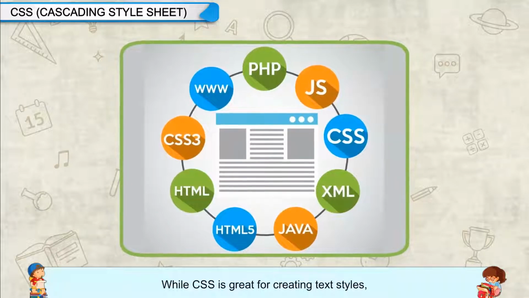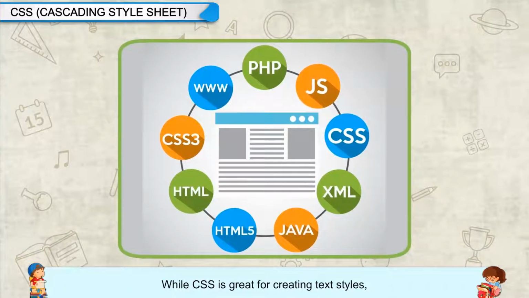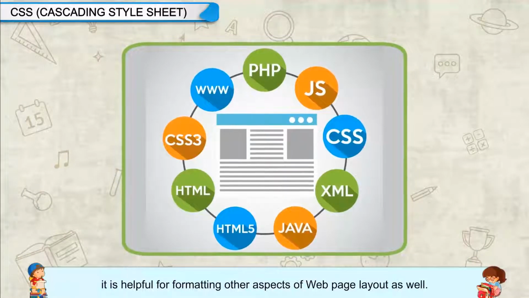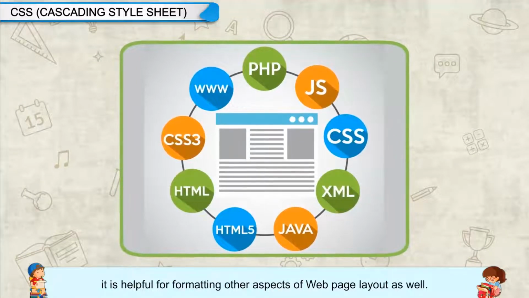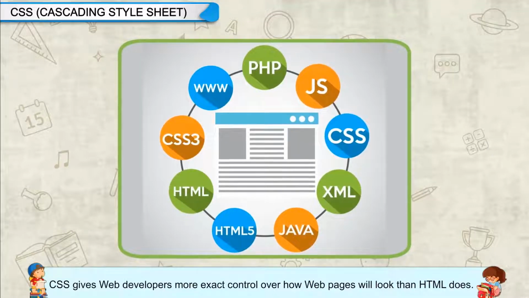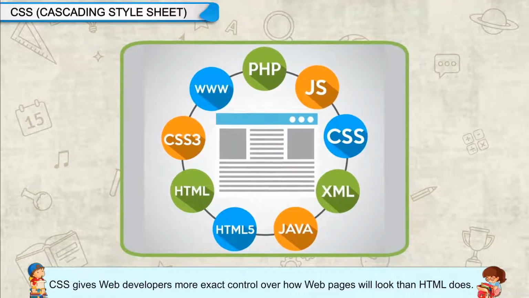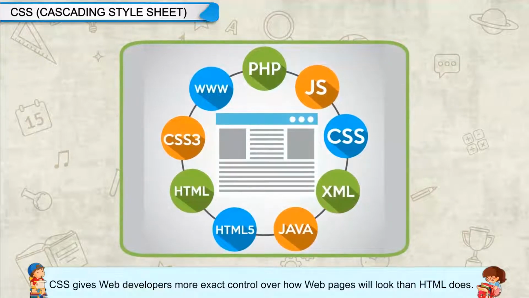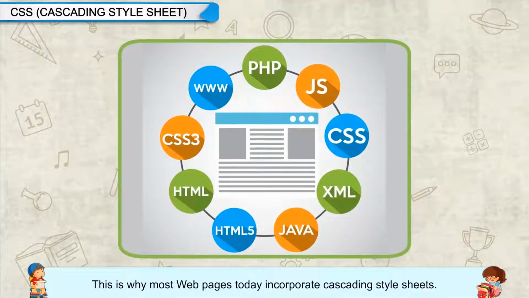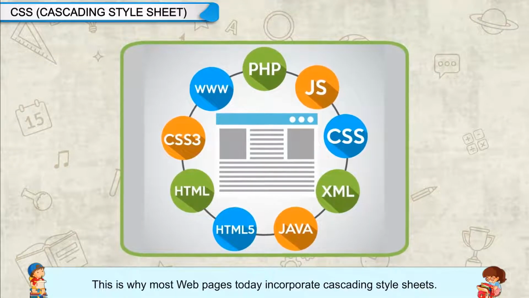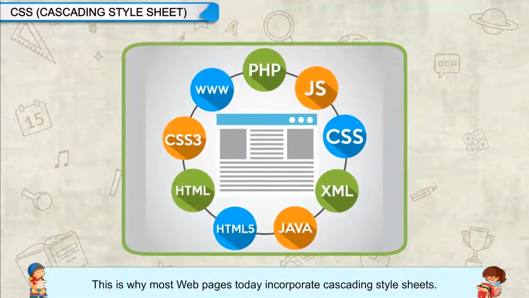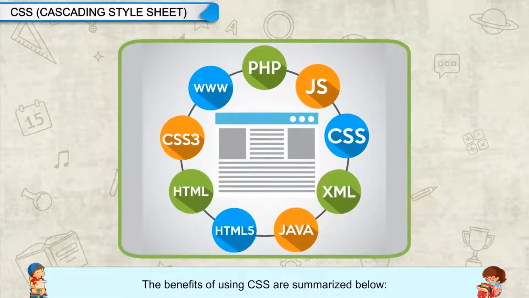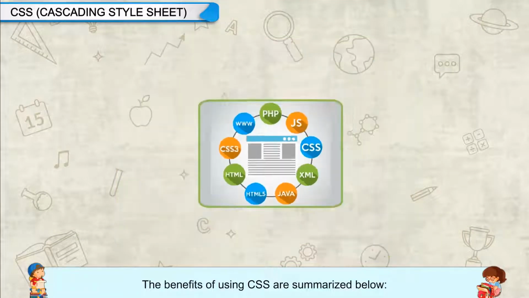While CSS is great for creating text styles, it is helpful for formatting other aspects of web page layout as well. CSS gives web developers more exact control over how web pages will look than HTML codes. This is why most web pages today incorporate cascading style sheets. The benefits of using CSS are summarized below.